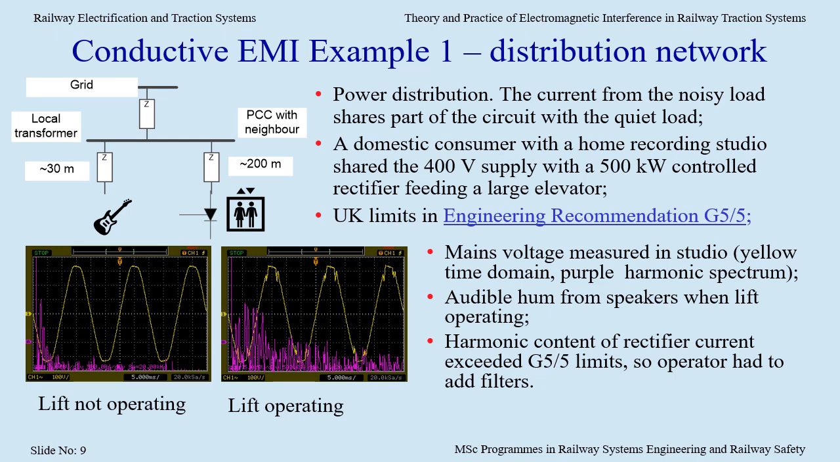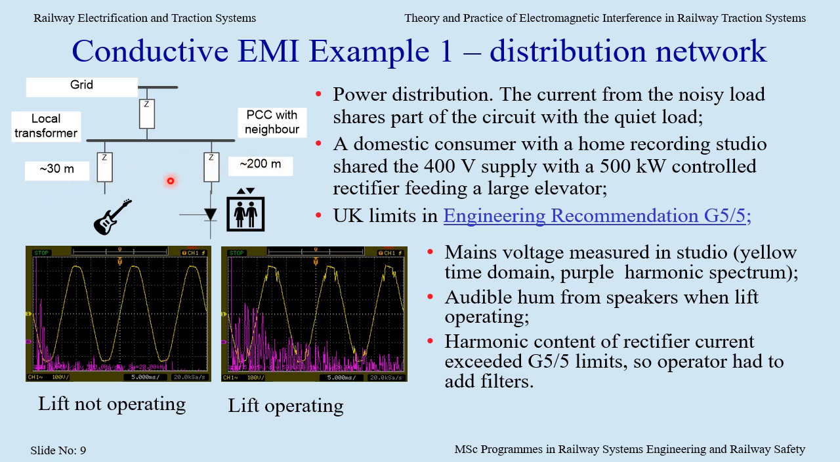A common example of conductive interference is harmonic content on the mains 50 Hz supply caused by other loads that share part of the distribution circuit. It could be in your own house or from a neighbour fed from the same 400 volt transformer, or even further up the distribution chain. The lowest level of shared circuit is called the point of common coupling.